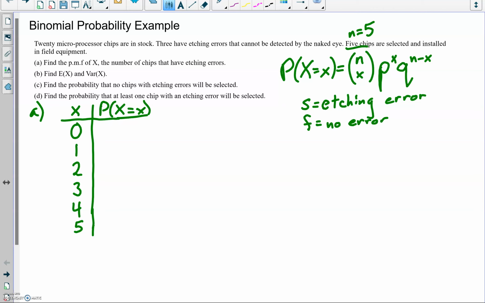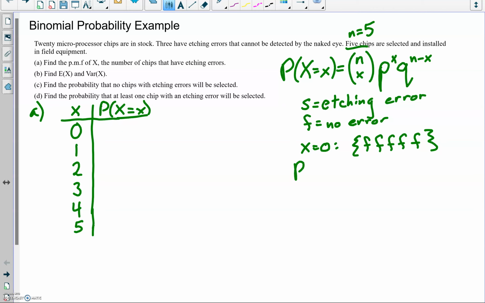So what you'll have here then, for the 0 case, when X equals 0, you basically could have just F, F, F, F, and F. You don't want any with an error when x is 0. There's only one way for that ordering of f's to happen. Or really one way to choose none out of the 5 that have errors. They're all going to be f's.